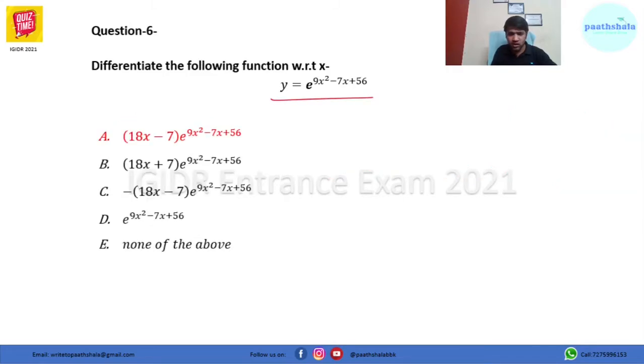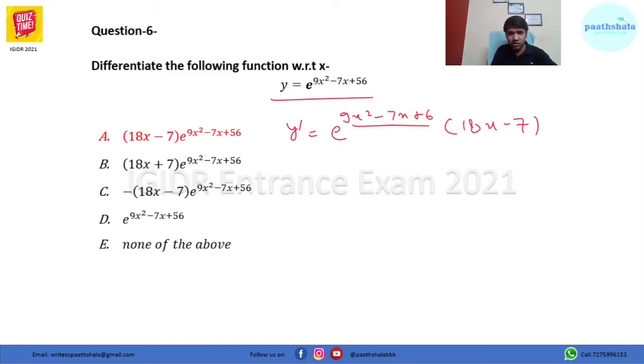Again, that's a very easy question. Now let's differentiate with respect to x. The differentiation of an exponential function comes out to be the same, that is e to the power x. But here we don't have x, in place of x we have this expression. So we'll have to follow the chain rule. The differentiation of 9x square will come out to be 18x, the differentiation of minus 7x will come out to be minus 7, and the differentiation of 6 will come out to be 0.